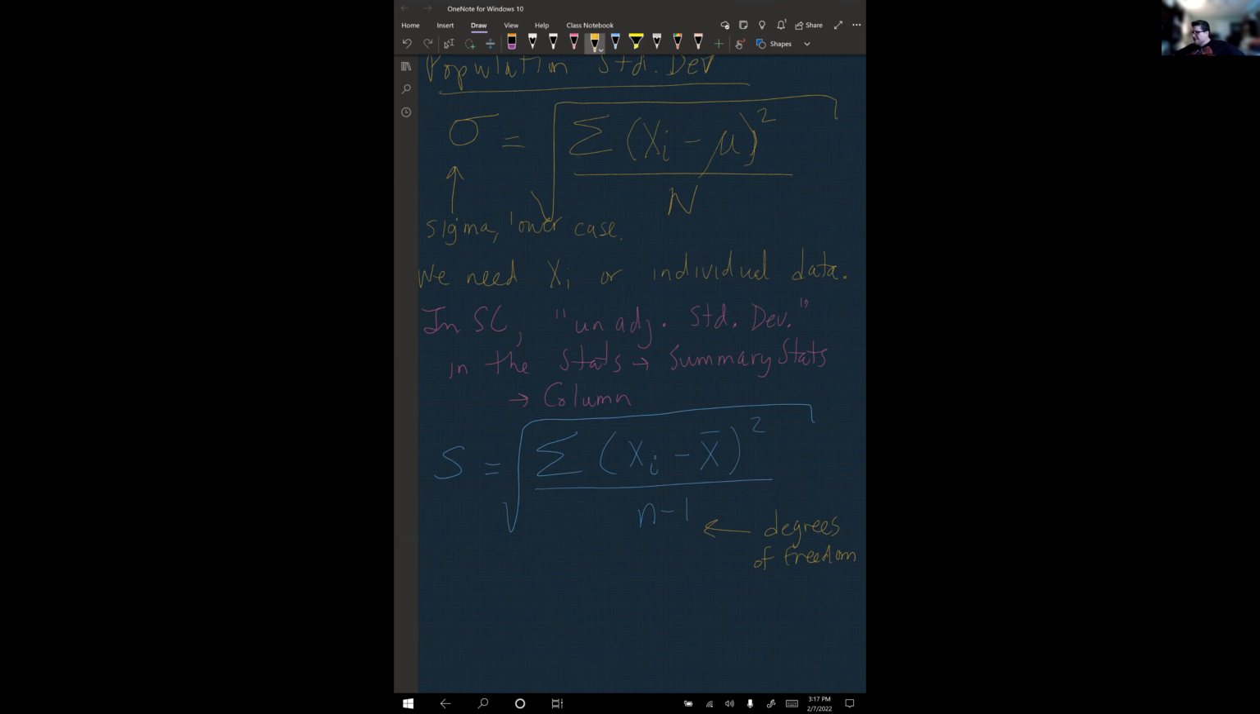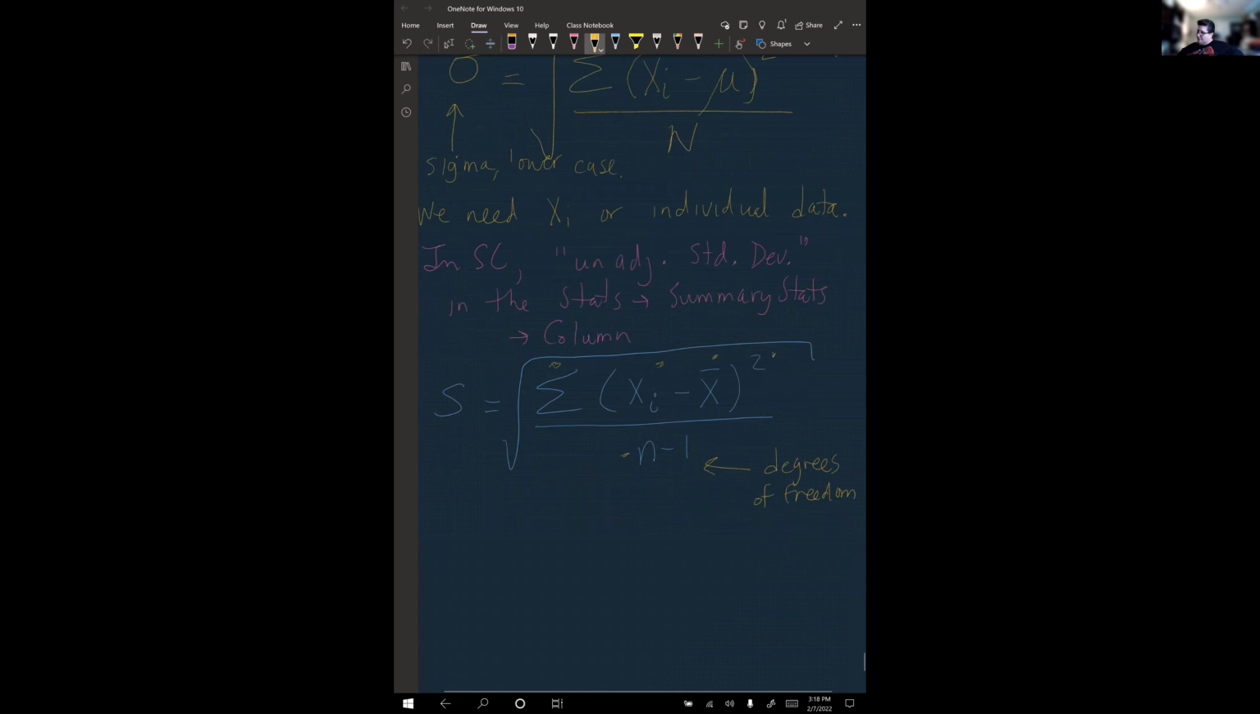All these things mean the same thing. We're going to take each individual data value, subtract its average, square it, add them up, and then divide by something related to the size of the group. The only difference is this one for sample is n-1, and it's big N for the total population for population.